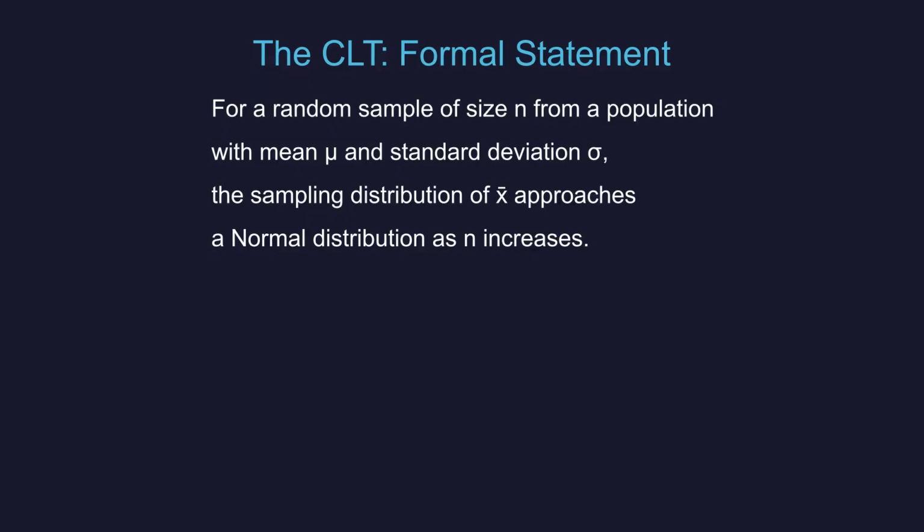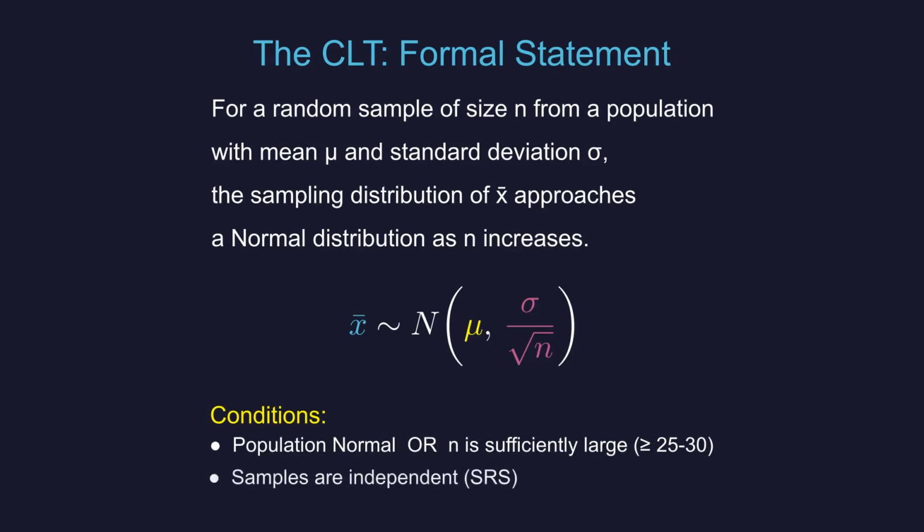Let's state this more precisely. For a random sample of size n from a population with mean mu and standard deviation sigma, the sampling distribution of x bar approaches a normal distribution as n increases. In notation, x bar is approximately distributed as normal with mean mu and standard deviation sigma over square root of n.